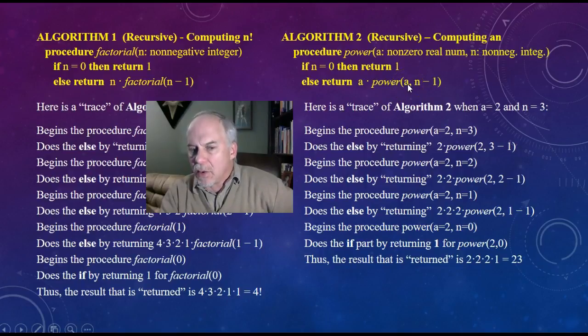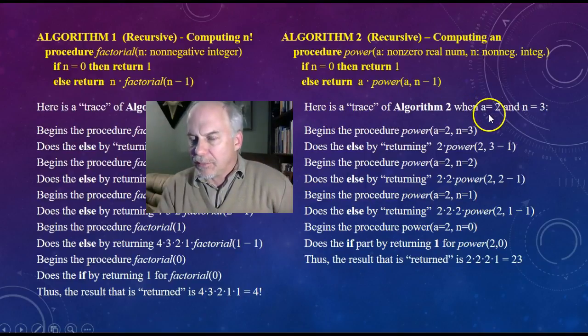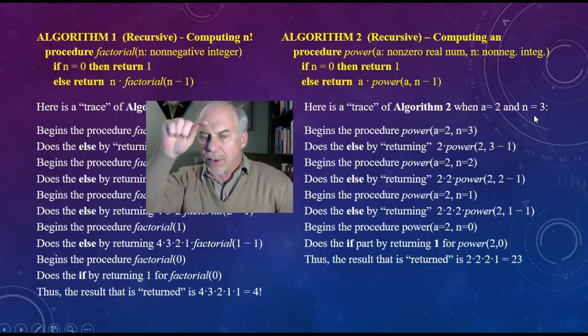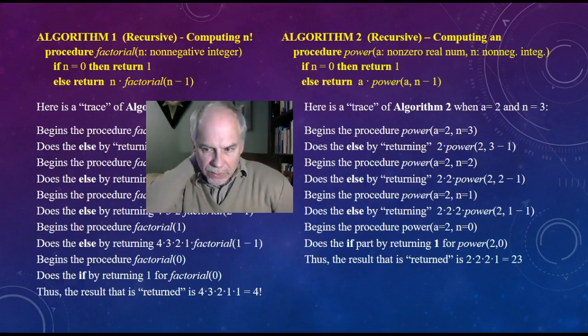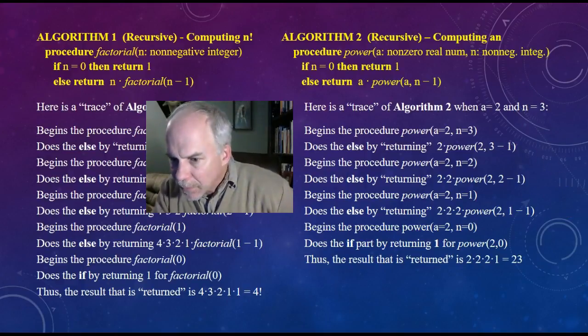Now, a is always going to be inputted because that's always going to be a. But n is going to be lowered every time. It's going to input 1 lower. So if a was 2 and n was 3, that means it's going to be computing 2 to the third power, which I know you know is 8, but the computer needs to see that.